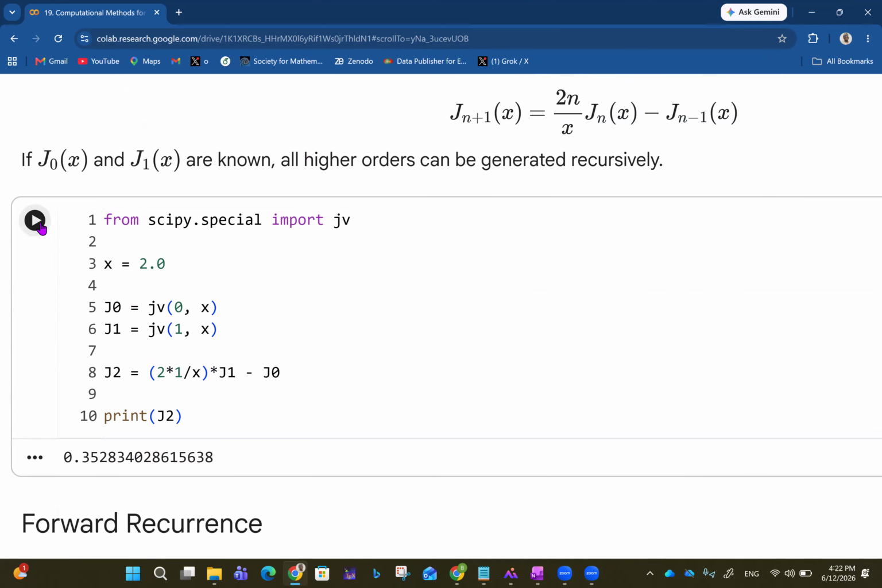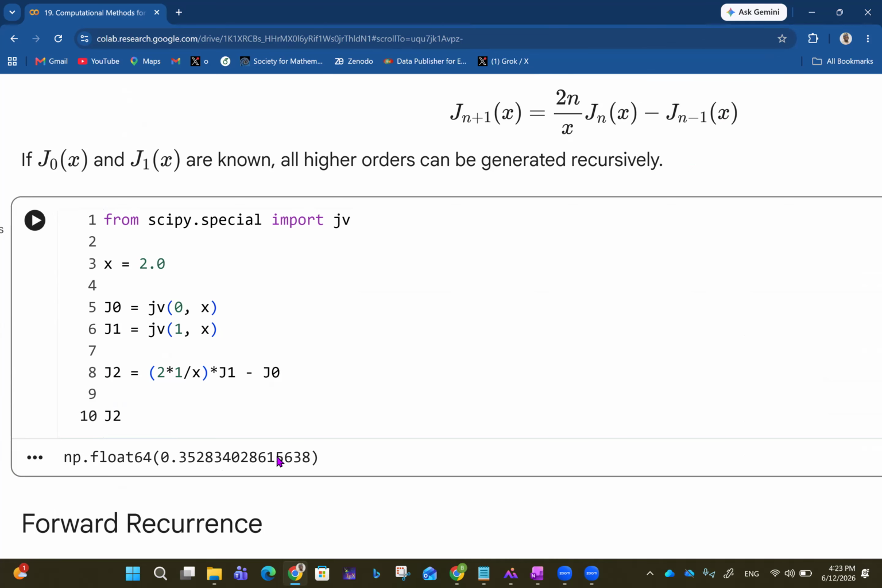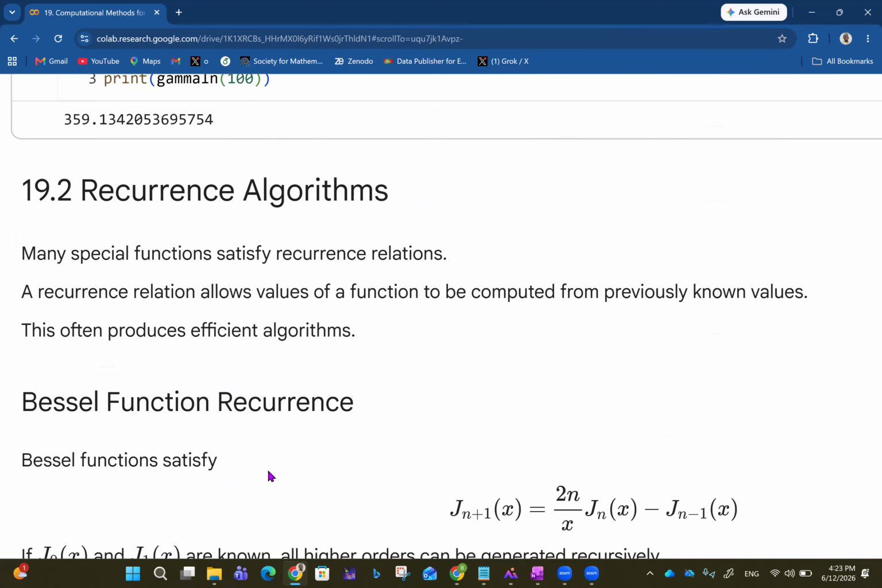So if we use recurrence on this now, you can already get your J naught. We get J naught from here, J1 from here, and then we fix them up here, and we get the estimate to be 0.352. If I remove this, I want to see if it gives us the original form without the evaluation. Okay, it's still the same thing. It's floats 0.352. Then that's about recurrence algorithms.